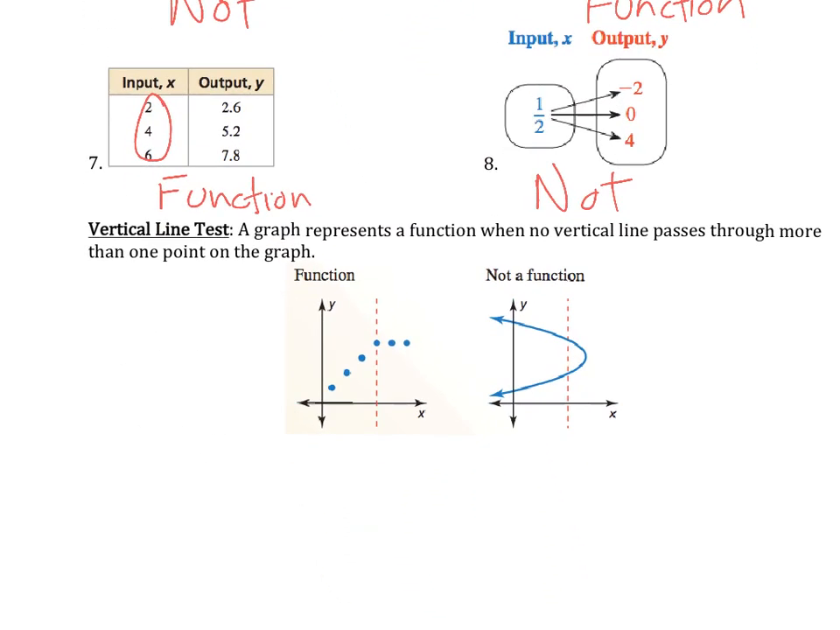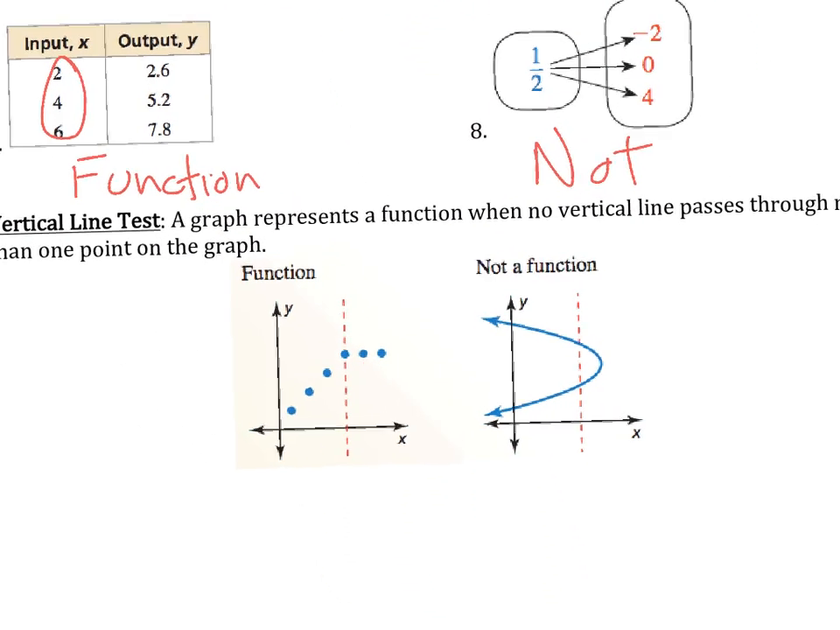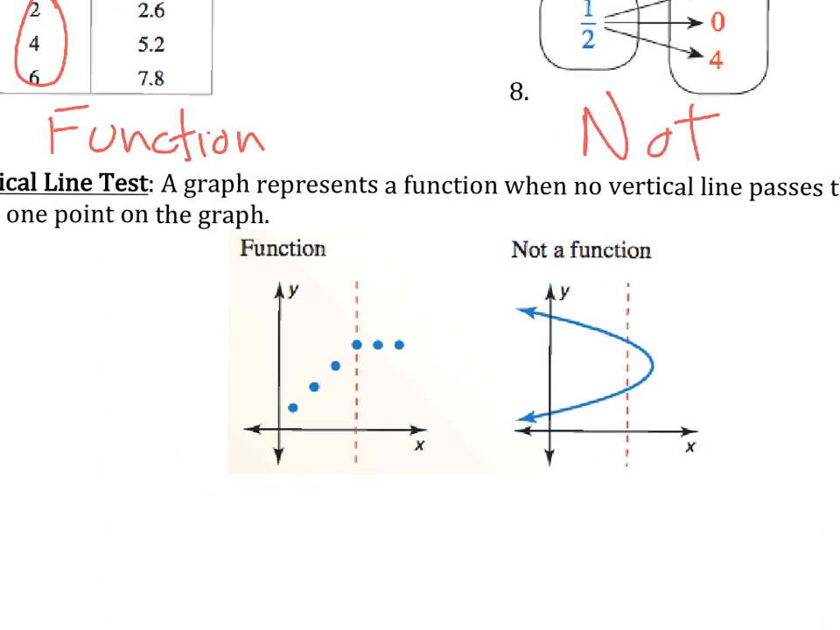Now, if we're checking a vertical line test, if we're checking on a graph, each x value, or vertical line, would represent a single input. Wherever it hits the function is its output. So this input right here has one output right here. This input right here has one output.